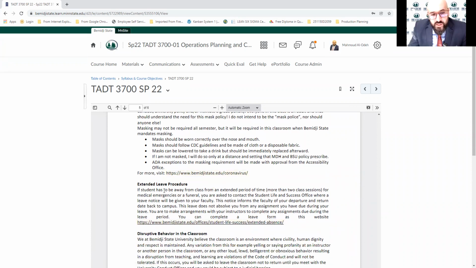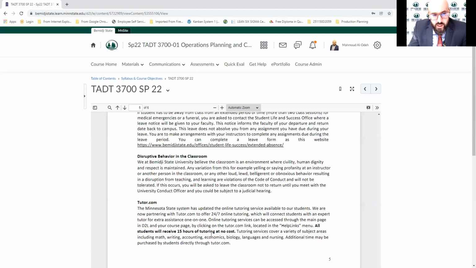Extended leave procedure: this is something available for students who suffer from COVID or have to take care of somebody who has COVID. Or maybe somebody in the military, with active military duty, who has to complete their duty. So they could do an extended leave procedure, which is supported by BSU.